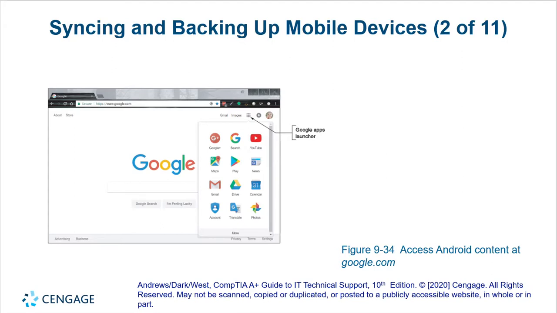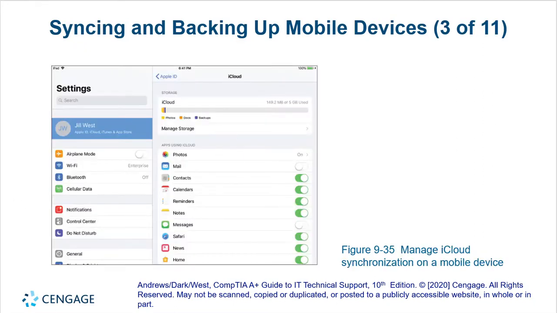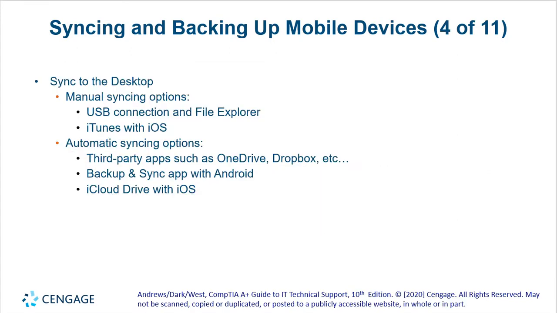This is the Google launcher. We've got a 3x3 of different apps. So you click on the 3x3, and then you've got all of the apps that you can use. So this is just how to access Google. Syncing and backup through iCloud, you can see it under the main settings, our app settings, and you can see the storage and how much is used, and you can see the different apps that are using the iCloud. So you can set that up as well.